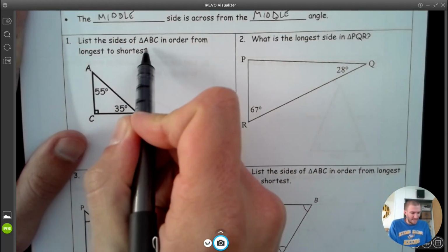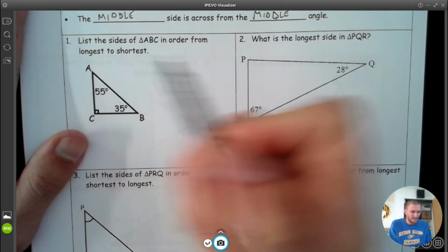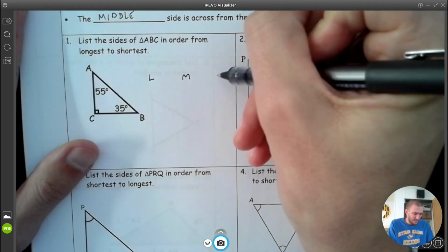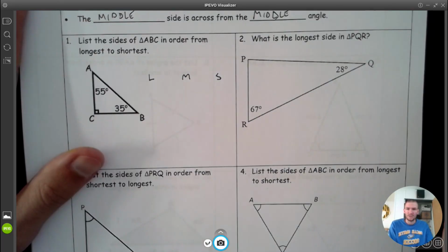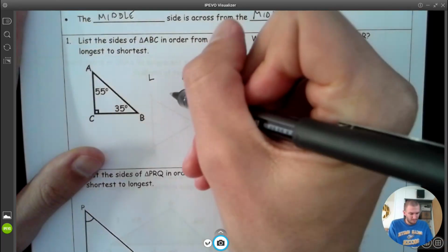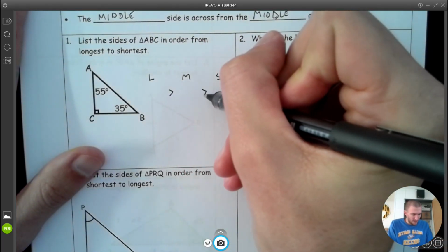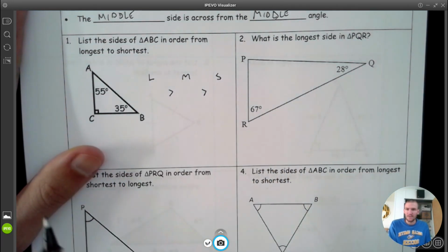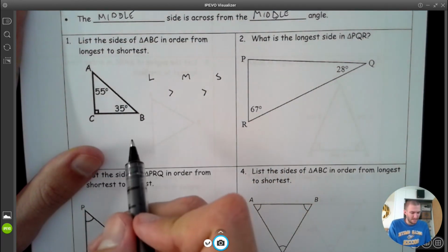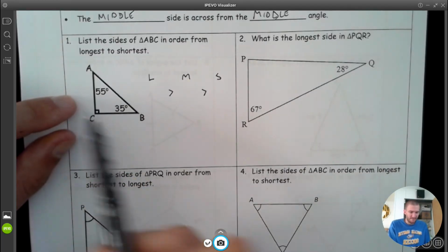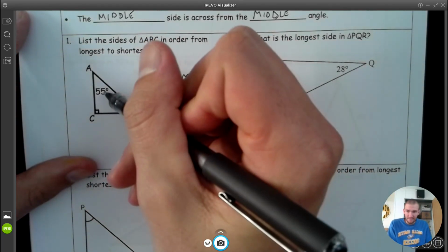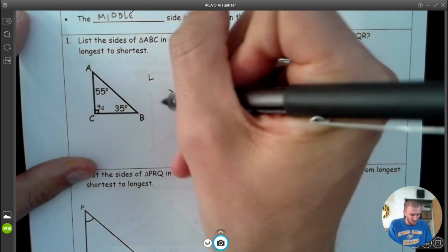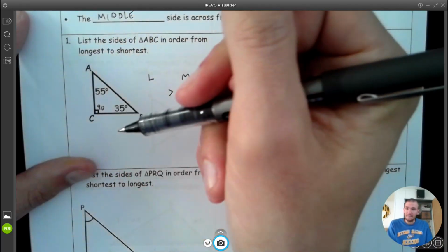It says list the sides in order from longest to shortest. So I'm going to do it like this: large, medium, small. I'm going to do my symbols like this so that the alligator eats the big one here. And I want to put these in order. Now, sometimes you might have to figure out what they are. That's a 55, a 35, and a 90. And so 90 is the biggest.